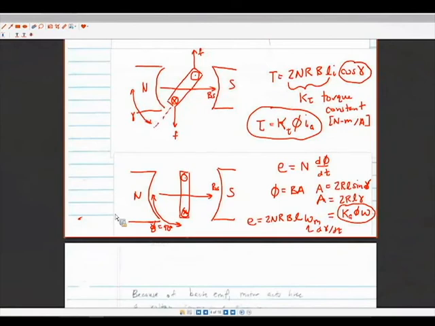Oh, we're out of time. Okay, we'll start talking about circuit diagrams for motors on Friday's class.